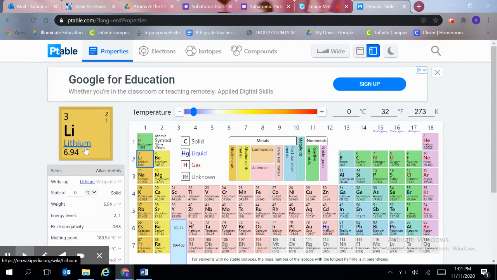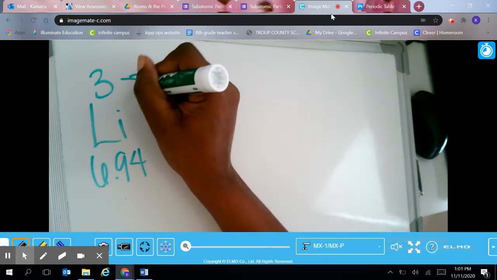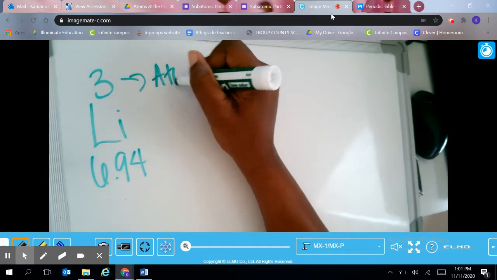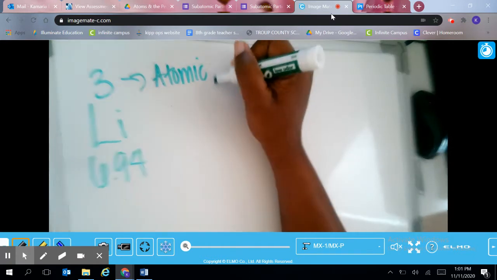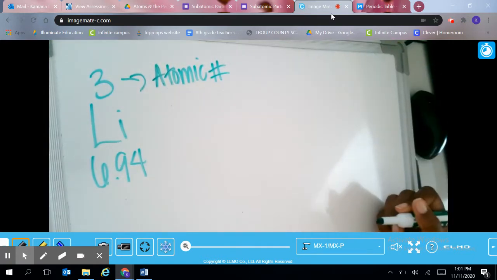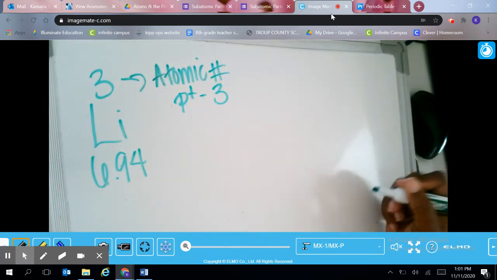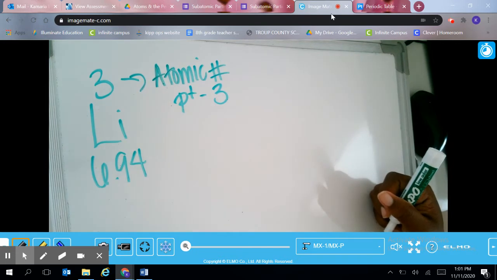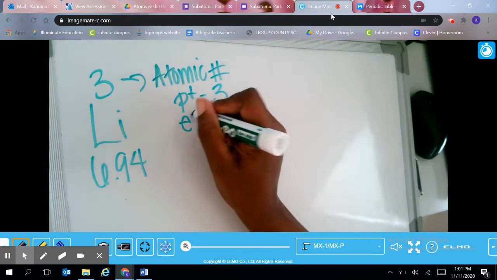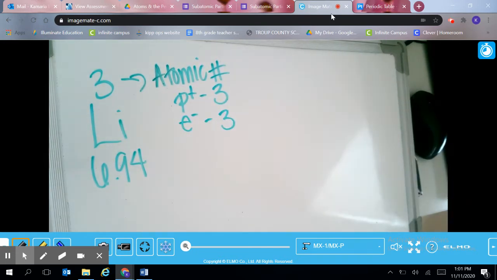All right. So if I'm writing all of this information down on my whiteboard, I need to identify the atomic mass and the atomic number. Atomic number is always a small one, so 3 is going to be my atomic number. And remember, the atomic number also tells you how many protons you have. So that means I have 3 protons. And because we're talking about a neutral atom, that means I also have 3 electrons.